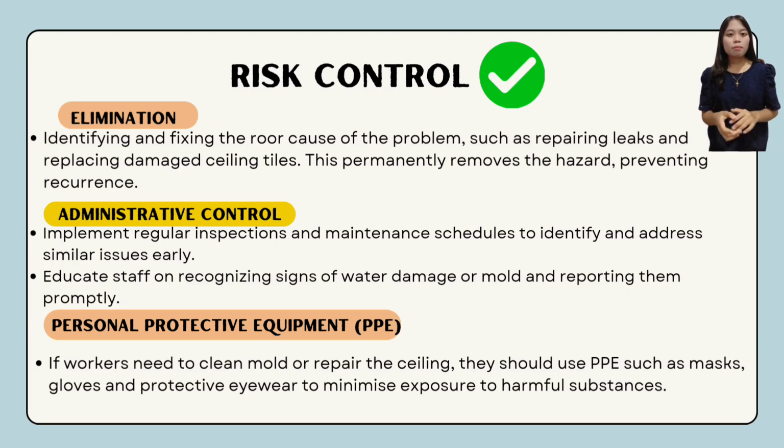First is elimination, by identifying and fixing the root cause of the problem, such as repairing leaks and replacing damaged ceiling tiles. This permanently removes the hazard, preventing recurrence. Then administrative control, we can implement regular inspection and maintenance schedules to identify and address similar issues early. Educate staff on recognizing signs of water damage or mold and reporting them promptly.